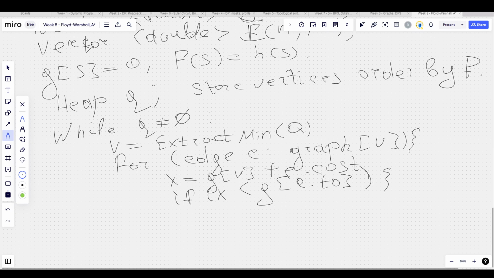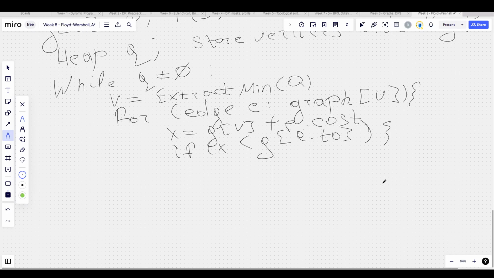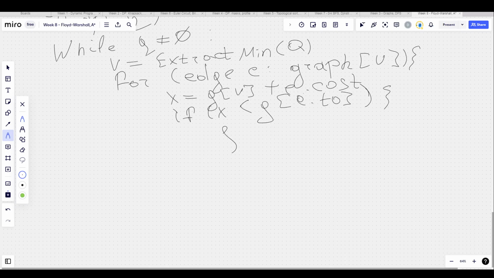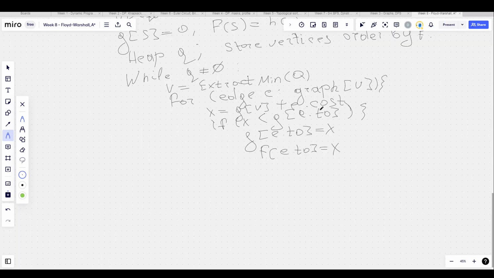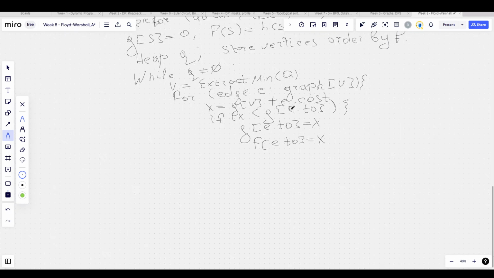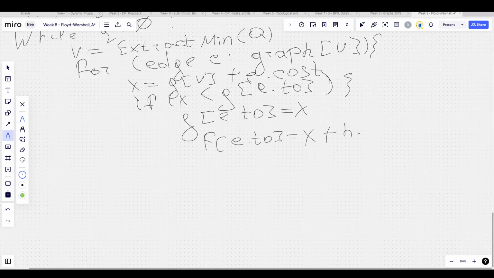G of e2 equals to x, it's usual, and f of e2 equals what? It's the sum: x plus our heuristic function h of e2, and we just push e2.